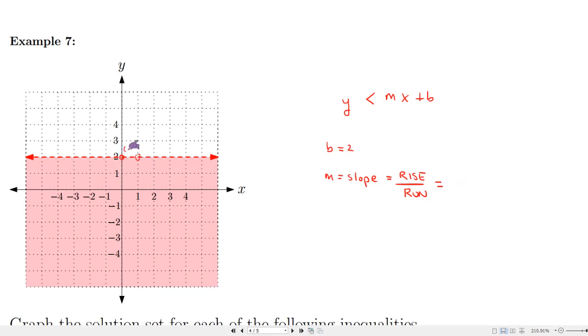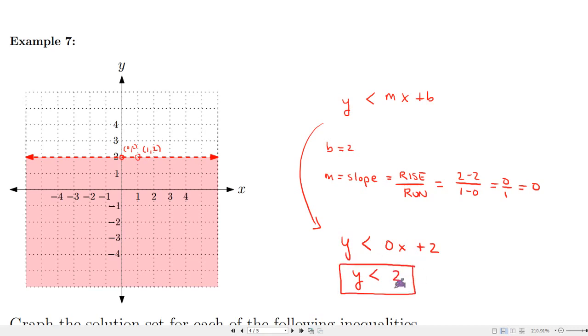But if you don't believe me that it's 0 over whatever, which is 0, again, you could pick another point. So this point here is 0, 2, the intercept, and then this point is at 1, 2, right? So if you subtract those two, what do you get? 2 minus 2 over 1 minus 0, so that's 0 over 1, which is 0. So the slope is 0. So then we have y is less than 2. Substituting in, you have 0x plus 2, so then y is less than 2.